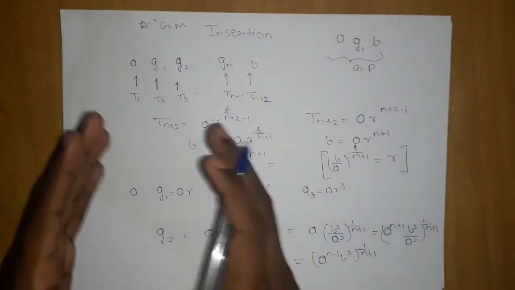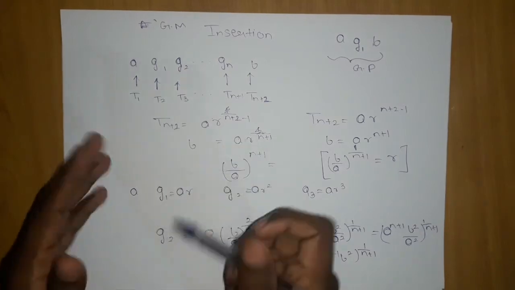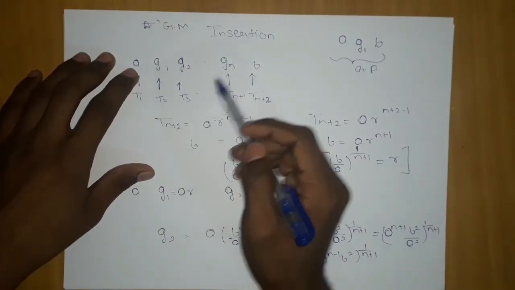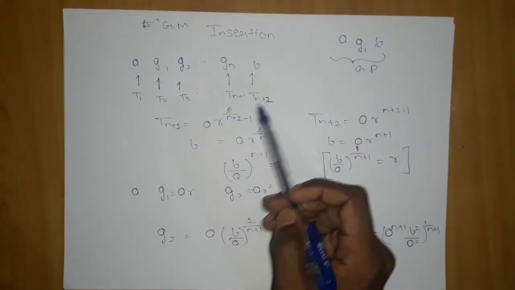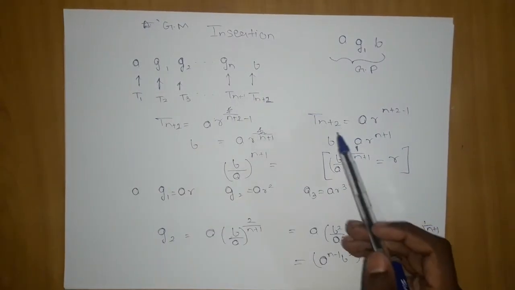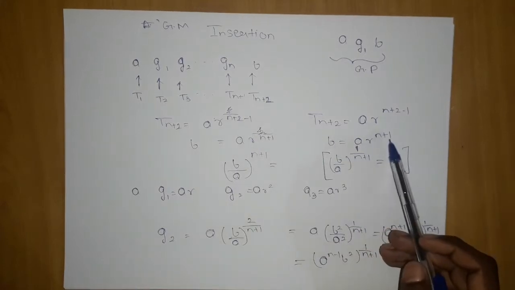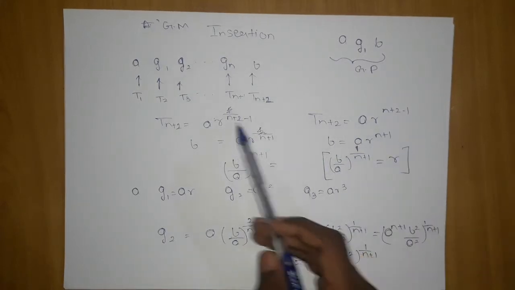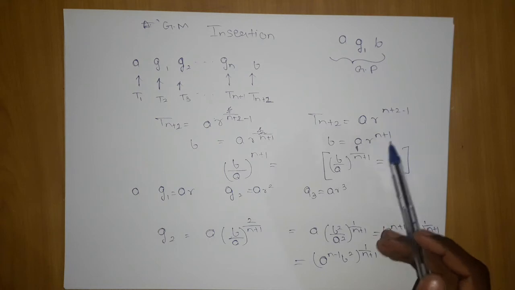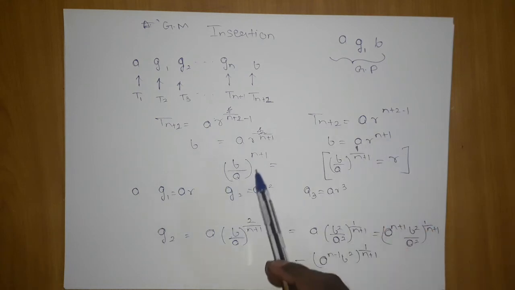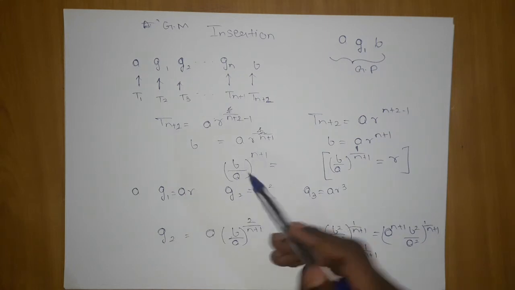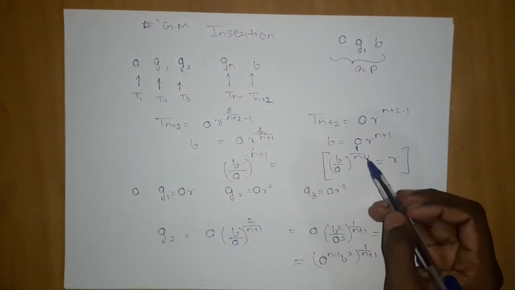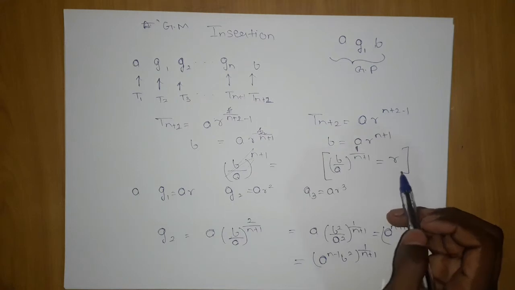So what was that? We take two terms, we take n terms between them, and we located them. If it is n terms, this will be 1, this will be 2, which gives a total number of terms n plus 2, and this is n plus 2, so n plus 2 is b, so we substituted b here, and a into r to the power n minus 1 is the formula of a term. And this is n plus 2 minus 1, which gives me n plus 1, so b by a to the power 1 upon n plus 1 is equal to r. So we got this thing.